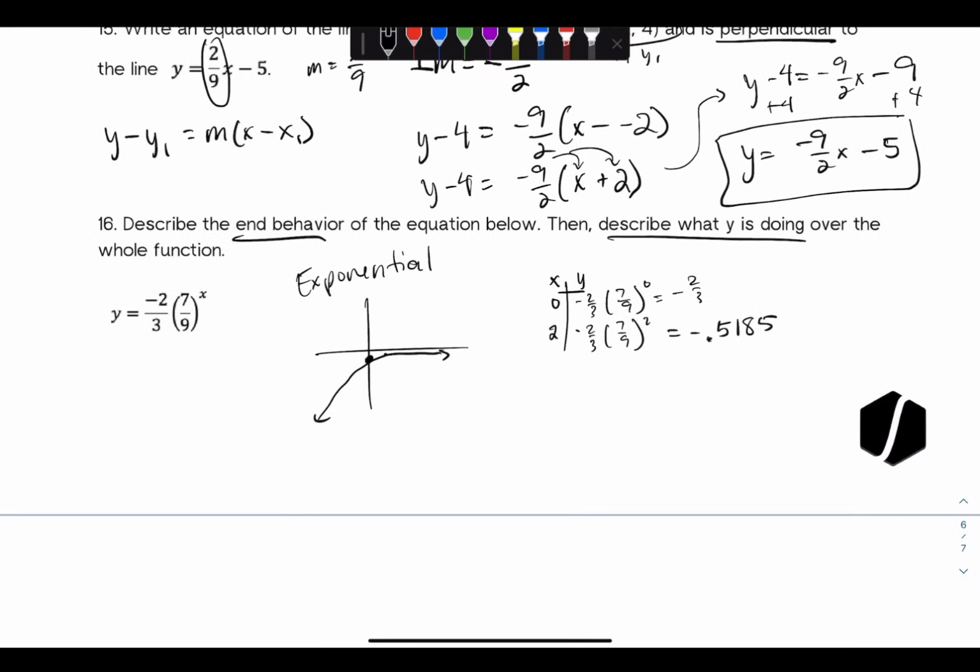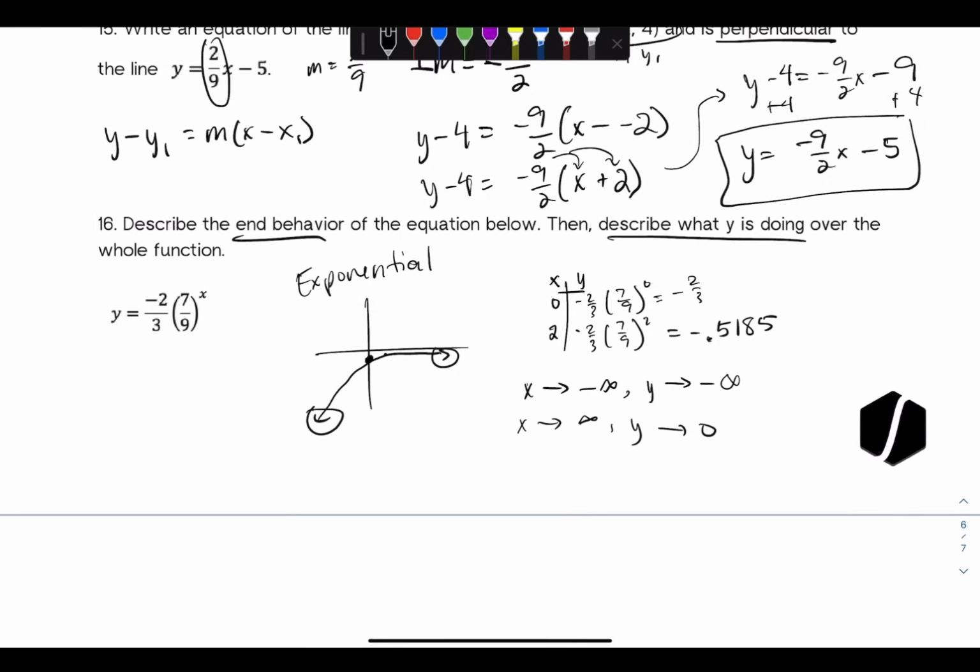So let's describe the end behavior. As x goes to the left, negative infinity, and as x goes to the right, positive infinity. As x goes to the left, the y values are going down, so we're going to negative infinity. As x goes to the right, the y values are going closer to 0. So remember your end behavior for exponential functions. We're approaching 0.